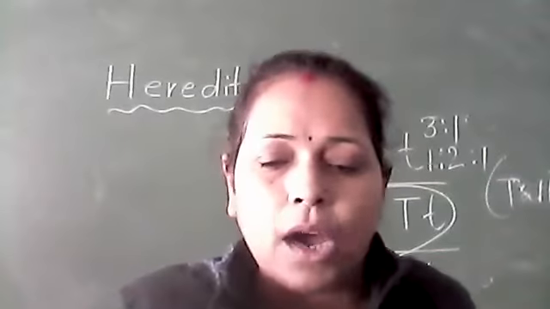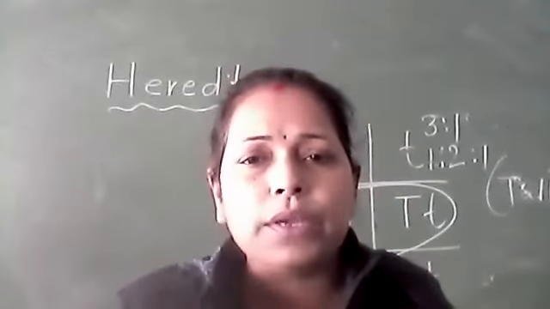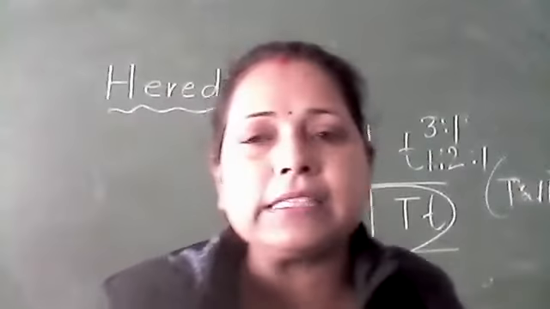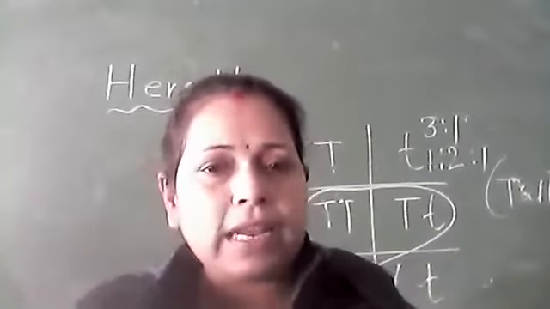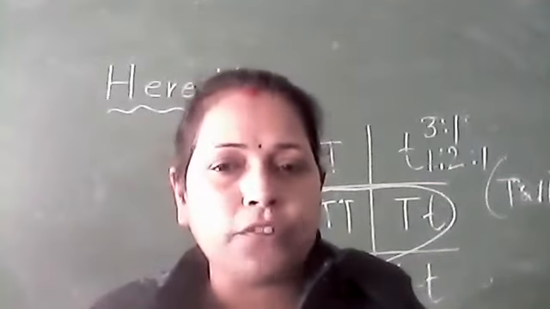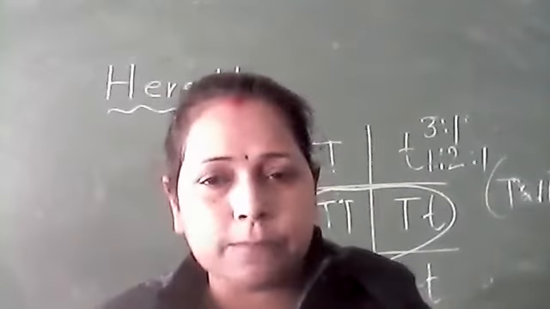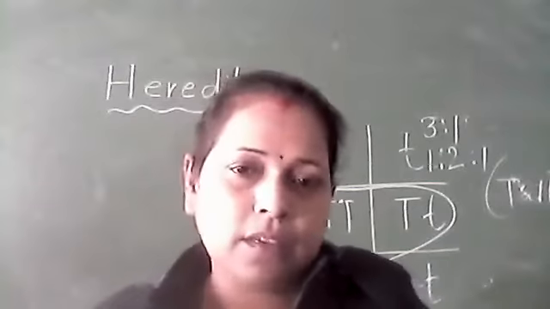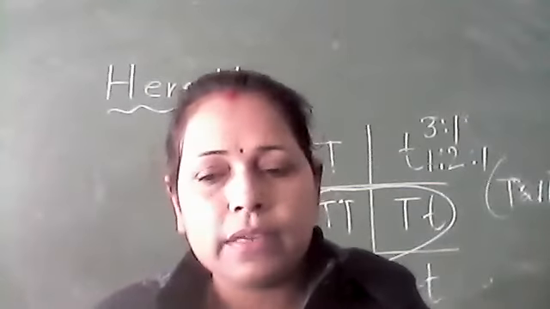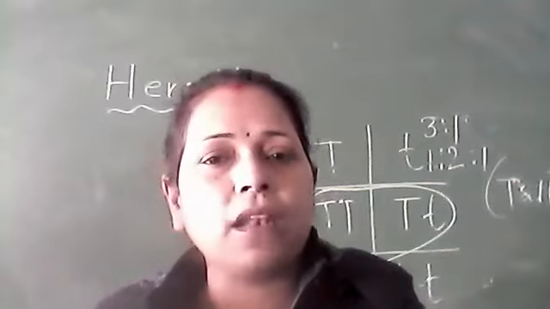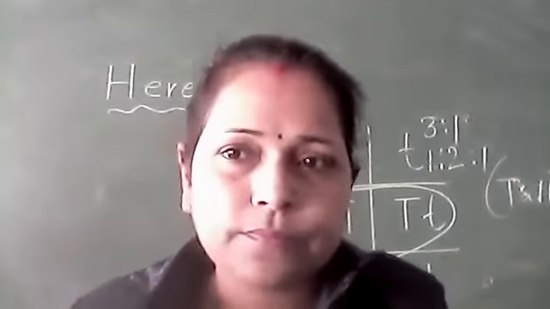Now, anyone tell me how we are going to explain the two laws given by Mendel, that is, the law of dominance and the law of segregation. The law of dominance I already explained. The law of segregation can also be explained by this cross. How? Anyone? How are we going to explain the law of segregation?